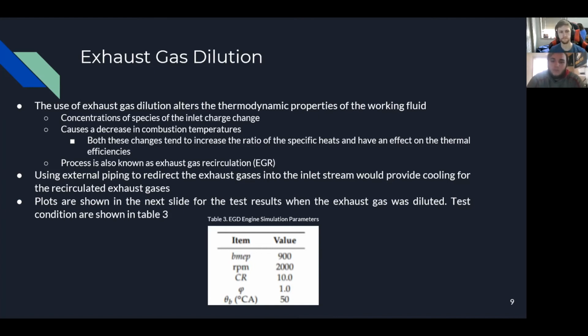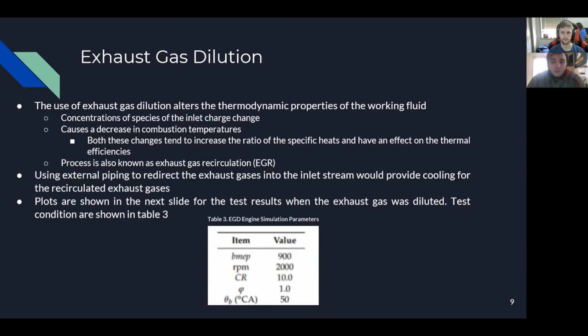This method alters thermodynamic properties of the working fluids in the engine, causing concentrations of the inlet charge to change, and it also causes a decrease in the combustion temperatures. Both of these changes affect the ratio of specific heats and the thermal efficiency of the engine.